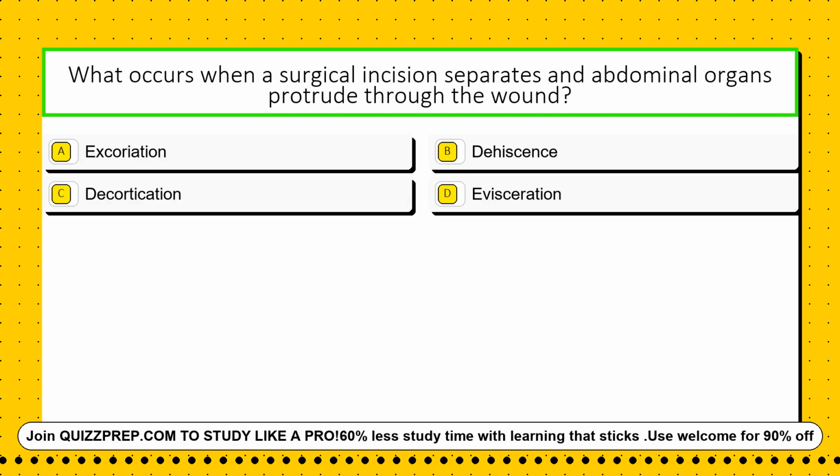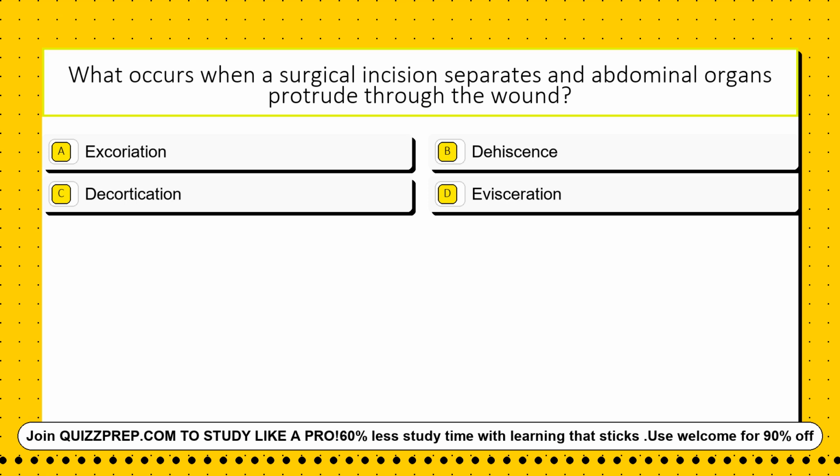Question 40. What occurs when a surgical incision separates and abdominal organs protrude through the wound? Option A, excoriation. Option B, dehiscence. Option C, decortication. Option D, evisceration.